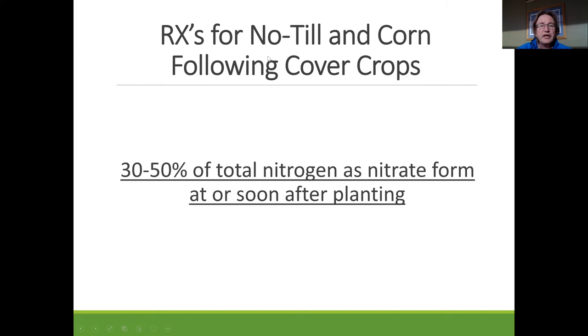So here are some recommendations for making no-till corn and cover crops work. Here would be my recommendations for a nitrogen program, where you would want 30 to 50% of your total nitrogen as a nitrate form at or soon after planting. You want something like a urea, or a knifed-in urea, or a starter application. The urea rapidly converts to nitrate if we get rainfall.